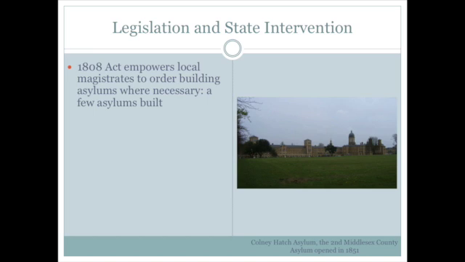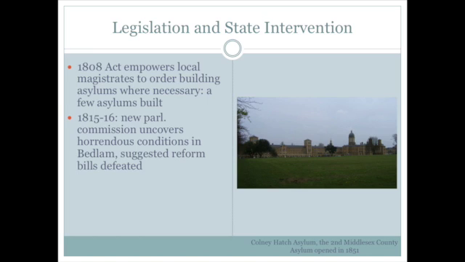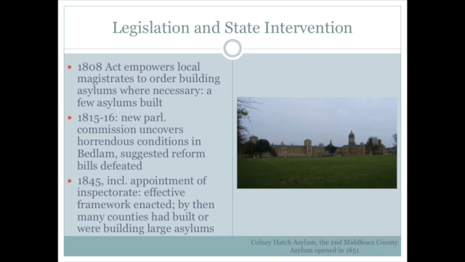In 1808 in Britain, an act empowered local magistrates to order building asylums where necessary, and a few were built. In 1815 to 1816, a new commission uncovers the horrendous conditions in Bedlam. Think William Norris. The suggested reform bills are defeated, but the construction of large-scale asylums is mooted seriously. And in 1849, we see the appointment of an inspectorate. An effective framework is enacted, and by then many counties like Middlesex had built or were building large asylums.